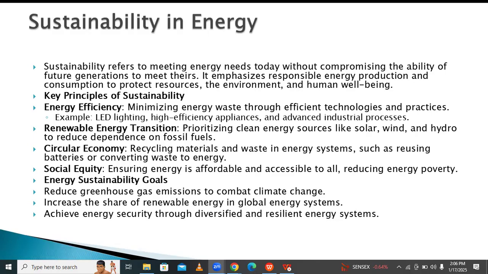Energy sustainability. What are the goals here? Reduce the greenhouse gas emissions to combat climate change. Increase the share of renewable energy in global energy systems. These are the main important goals. Then only we will meet sustainability in energy systems. Achieve energy security through diversified and resilient energy systems. These are the goals of sustainability in energy systems.